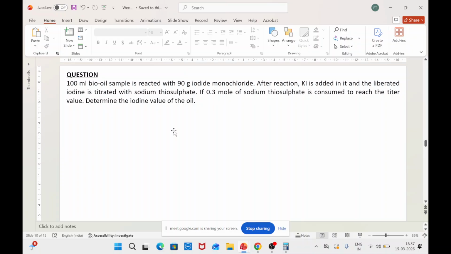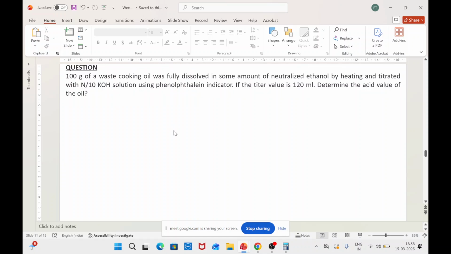So the question is, 100 ml bio oil is going to react with 90 grams of iodine monochloride. After the reaction, KI, potassium iodide, is added, and the liberated iodine is titrated with sodium thiosulfate. 0.3 mole of sodium thiosulfate is required to achieve the titer value. Determine the iodine value of the oil. So we approximately have 10 to 15 minutes. Let's try to solve this problem.